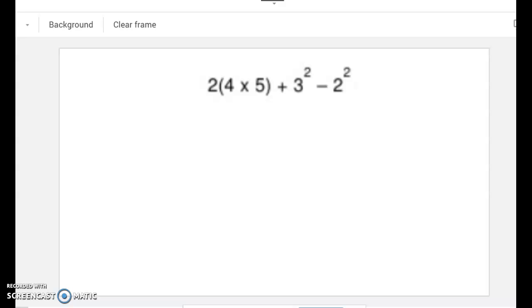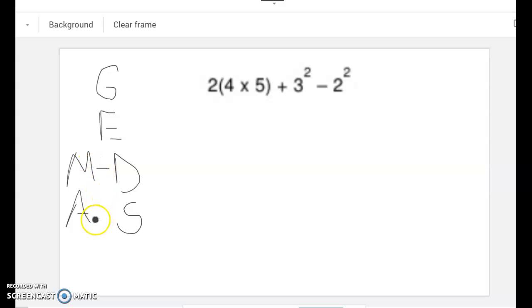Since we're talking about evaluating expressions, we want to use GEMDAS, okay? And so for GEMDAS, remember that's G, E, M, D, A, S. I specifically write it like this because it's important to understand that the first G stands for grouping symbols.